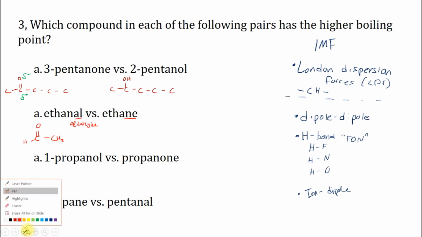Aldehydes have that wonderful carbonyl group again, so it's going to be partially negative, partially positive. So this is a polar group. They're asymmetric, so it's a polar molecule as well. So that means that it's going to be a dipole-dipole.